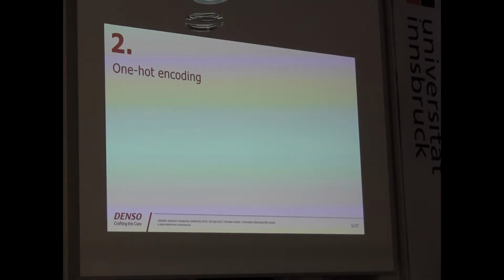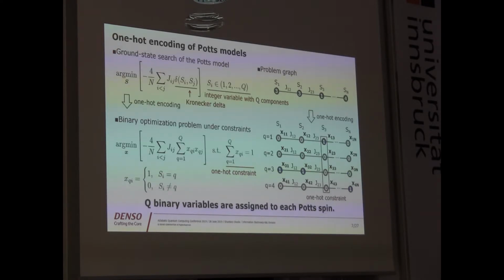Next, I briefly explain one-hot encoding, which is typically used to solve integer optimization problems using the deep quantum annealer. In this study, I focus on the ground state search of the Potts model as shown here, where Si represents an integer variable with Q components, and delta denotes the Kronecker delta. Jij contributes to the cost function only when Si is equal to Sj.